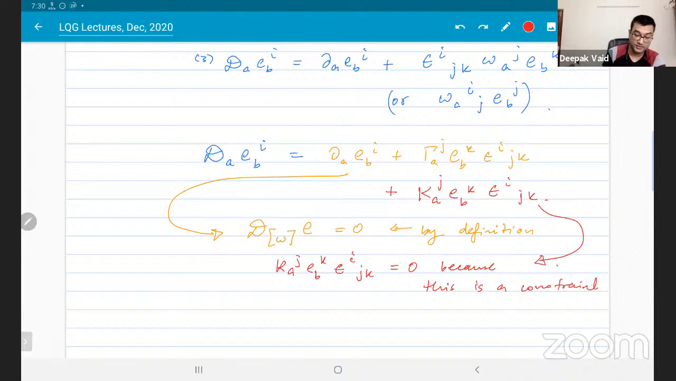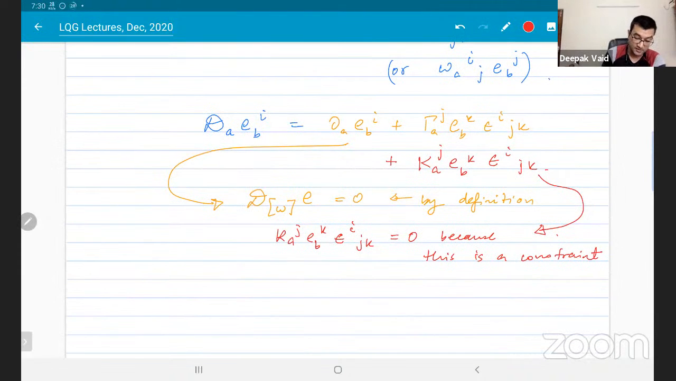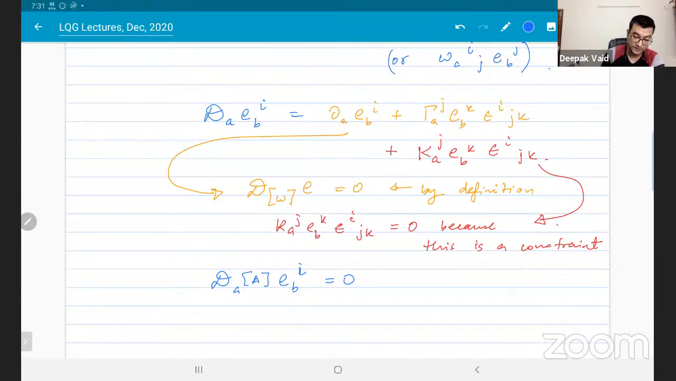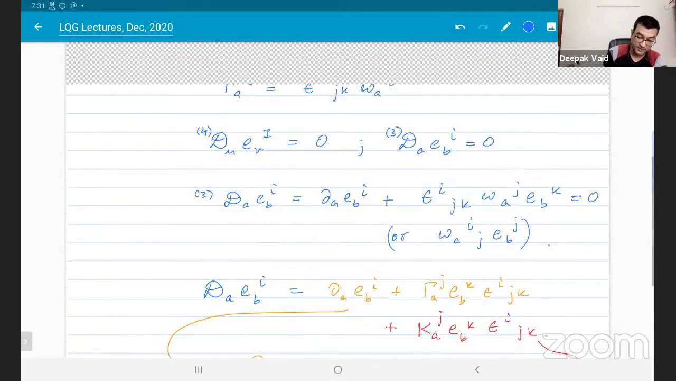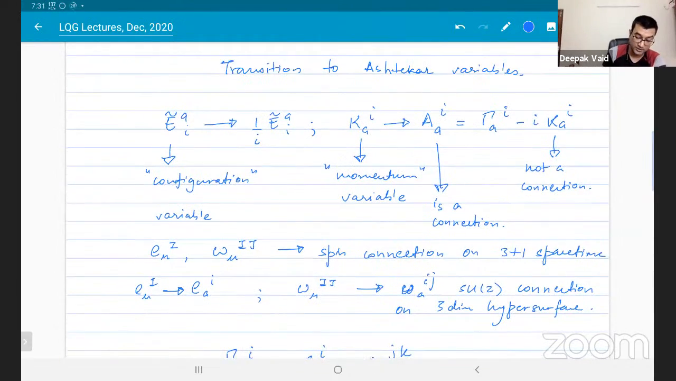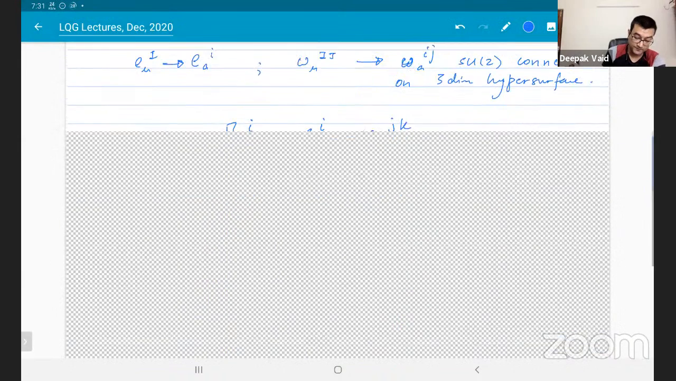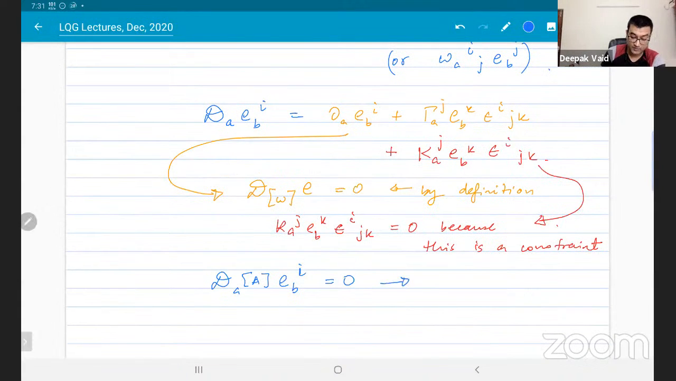Right? This is the constraint on the extrinsic curvature variable. So as a result, what do we find? We find that this covariant derivative with respect to this connection A, which is called the Ashtekar connection, of this is equal to 0. So in these variables, these Ashtekar variables, this rescaled connection and your A^I, this becomes the form of your Gauss constraint.